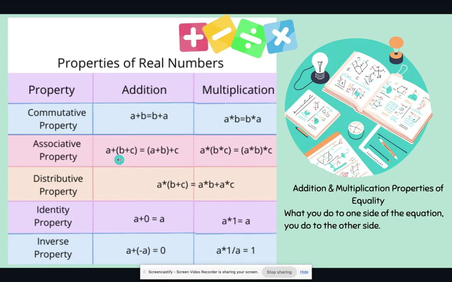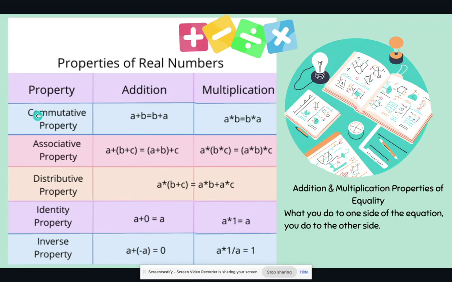So you could have a plus b plus c, where b and c are added together first, or you could have a plus b plus c, where a and b are added together first, and you're still going to get the same value. Same thing with multiplication. A times b times c, where multiplying b and c together first is going to give the same exact value as multiplying a and b first and then multiplying by c. Write this down. Write down how you're going to remember this.